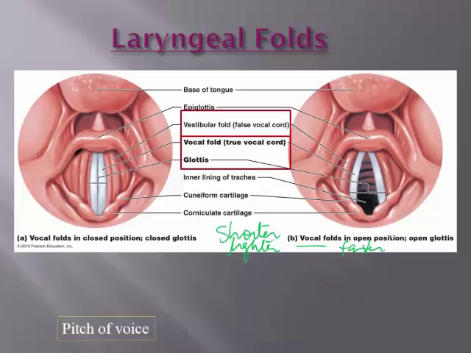Men have longer vocal cords because, remember I told you about the thyroid cartilage, seen from the side, in males this thyroid cartilage grows, and that angle, remember that laryngeal prominence, grows a little further.